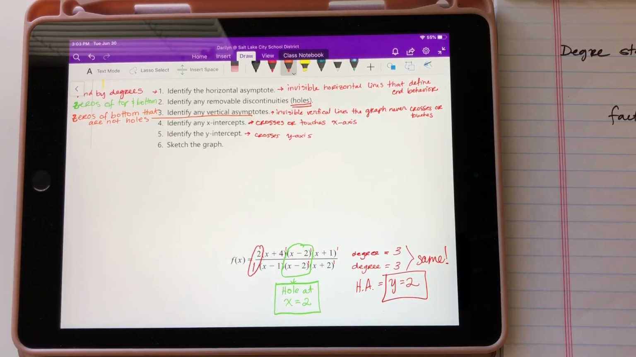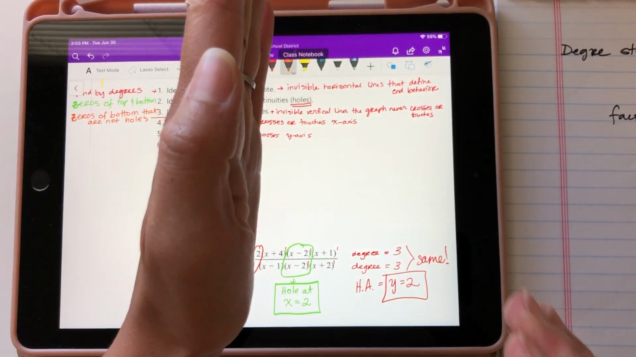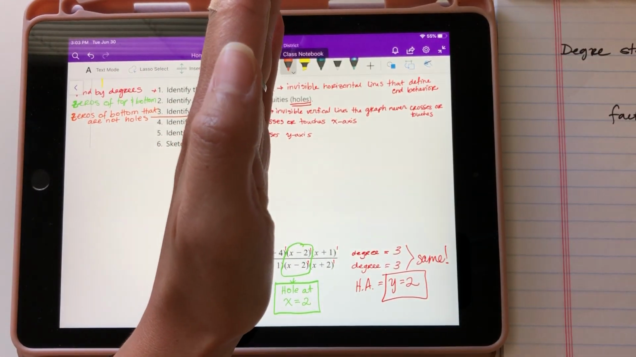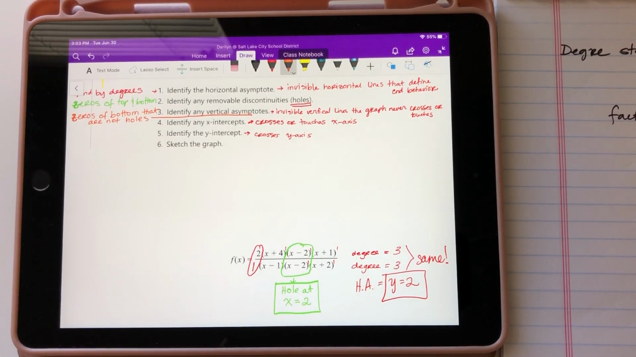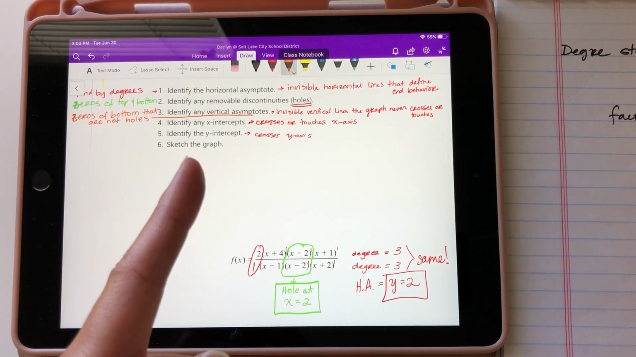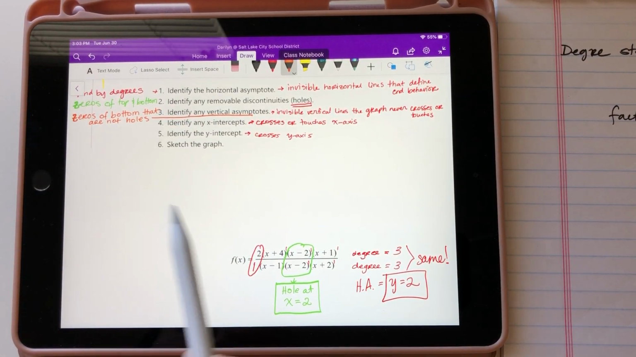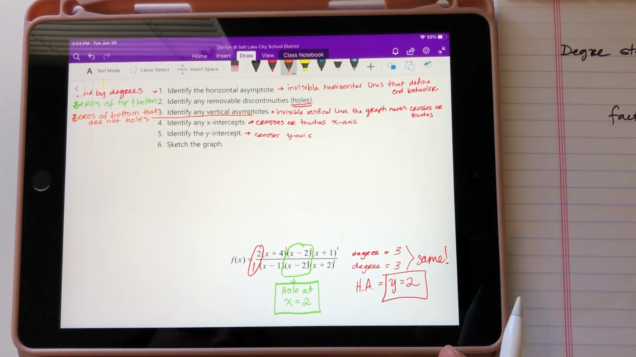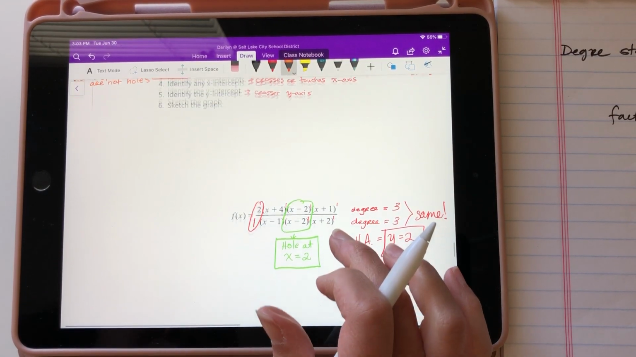Zeros of the bottom that are not holes. The reason being is a vertical asymptote is a vertical line where the graph blows up or blows down as it approaches it. Well, what makes a fraction blow up? Having a 0 in the denominator. So anytime you have a 0 in the bottom that's not a hole, that's going to be a vertical asymptote.